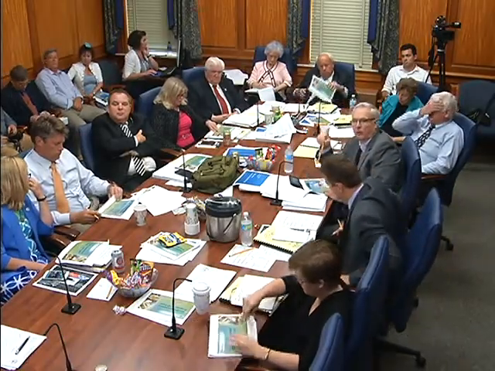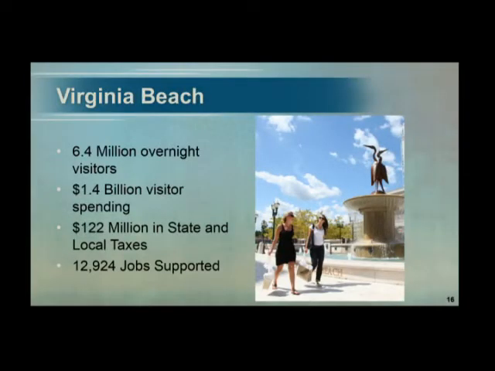Brad? Just a question. John? On slide 16, I'm trying to see which one 16 is. Oh, here we go. Is the 122 a subset of the 1.4, or is it on top of the 1.4? The 1.4 is just direct spending. Gotcha. And the 122 is taxes generated from the spending.